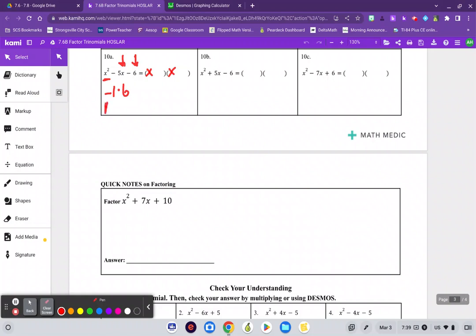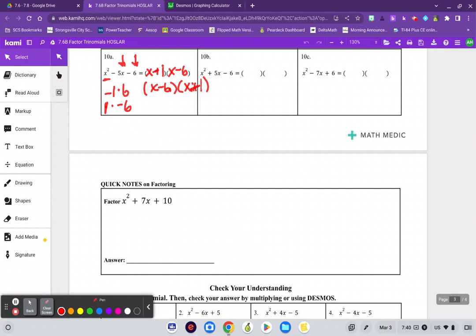So let's switch it then. 1 times negative 6. Yeah, that gives me negative 6. And if I add these together, I'm going to get negative 5. So that means that my 1 should be positive, so x plus 1, and my 6 should be negative, so x minus 6. Or you could write it as x minus 6 and then x plus 1. It does not matter what order you write those in.